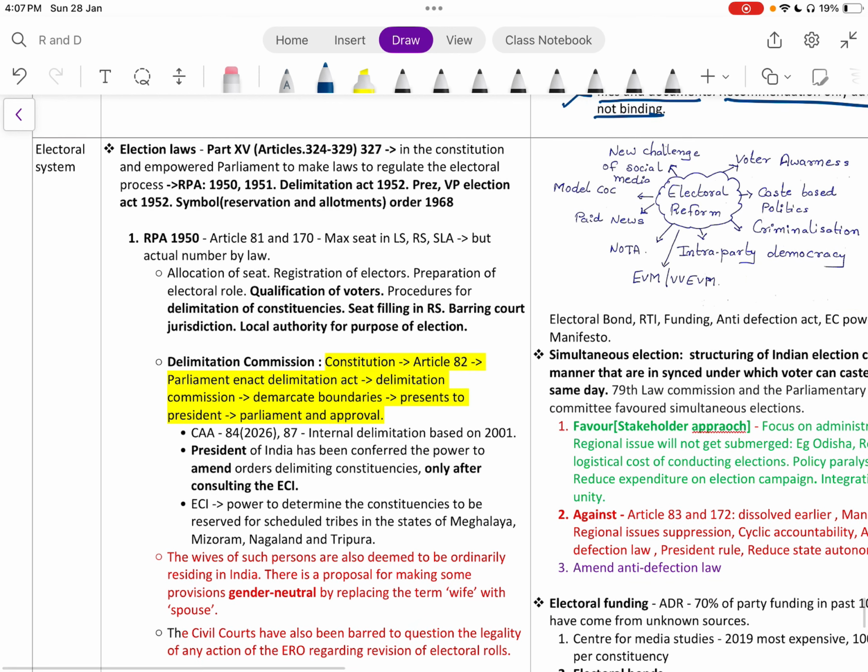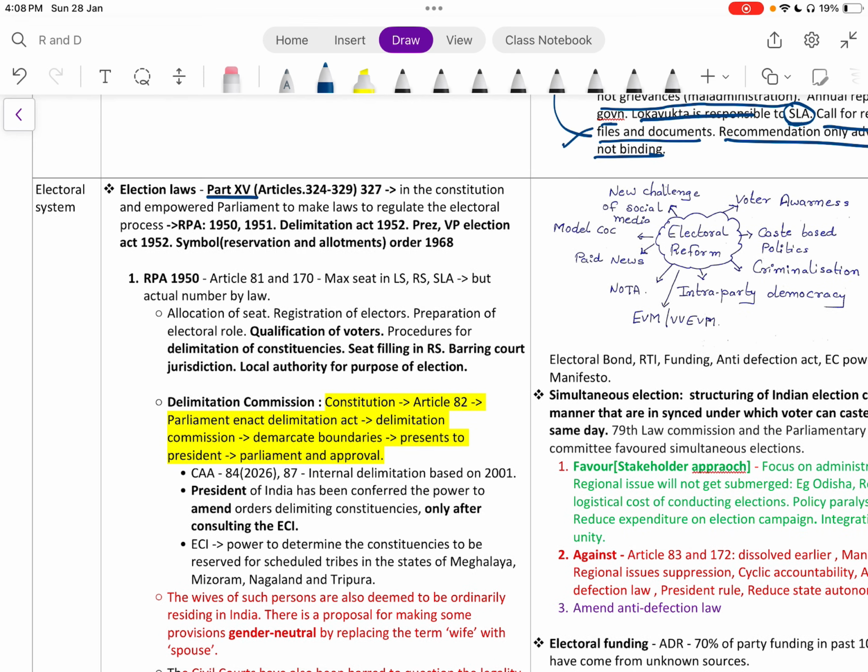Many of the questions have already been periodically asked from this section. So let us look into it. Okay, election law. First of all, part 15 includes the Election Commission of India, Article 324 and 329. Article 327 speaks that in the Constitution, and empowered parliament to make law to the regulation of electoral process.